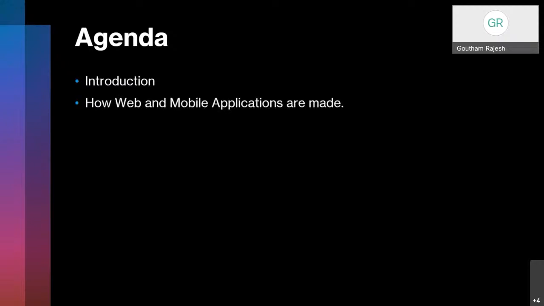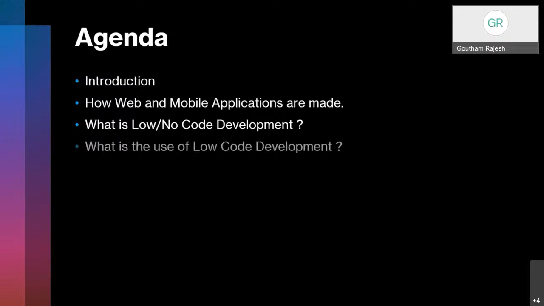As of today, let's move on to the agenda of the talk. First of all, we'll look into the introduction. Later on, we will look at how web and mobile applications are made in this growing era of different technological trends. And later on, we'll take a deep look into what low-code and no-code development is and the difference between low-code development platforms and everything. And afterwards, we'll look into the uses of low-code development and the importance of low-code development platforms in these dynamically growing technological stacks.